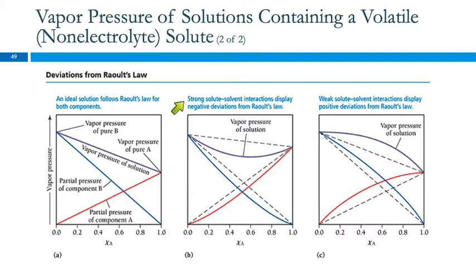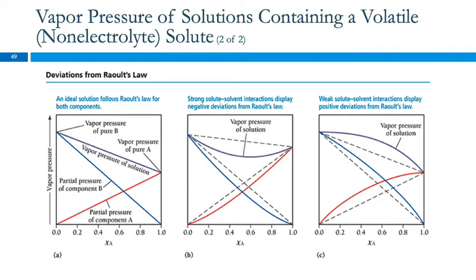When we have strong interactions between the solute and the solvent, then we see these lines bow down from what is expected. The expected is the dashed line. And here, because the solute and the solvent, A and B, are attracted to each other, they're not going to leave as easily, and so the pressure observed is less. When they don't like each other, they're going to leave more easily than in an ideal solution, and so the vapor pressure is going to be higher.